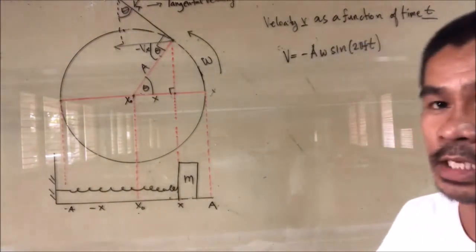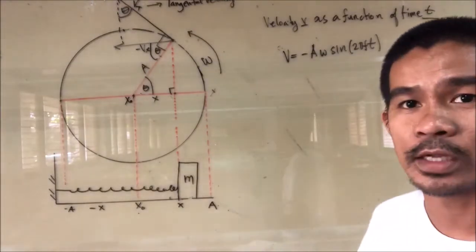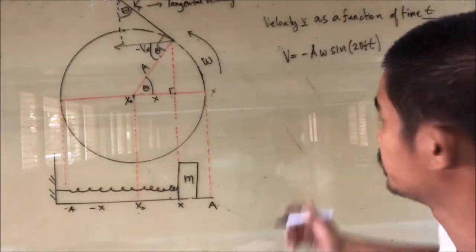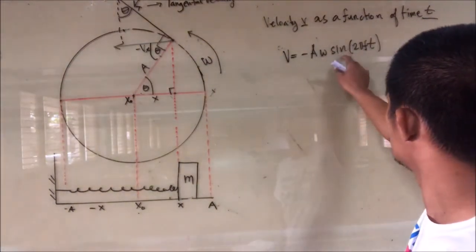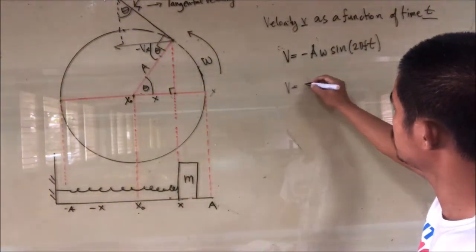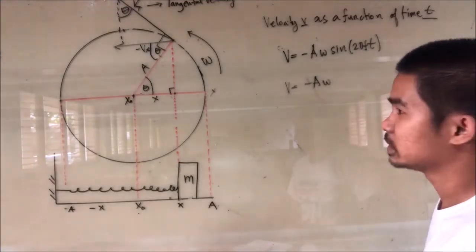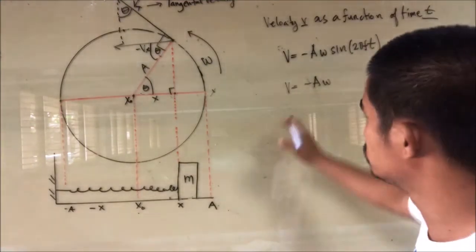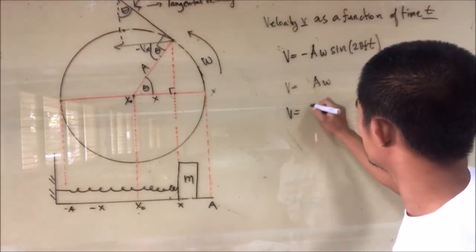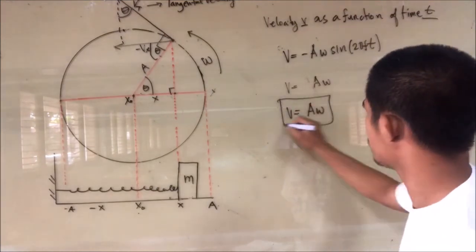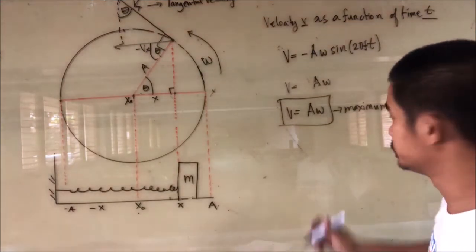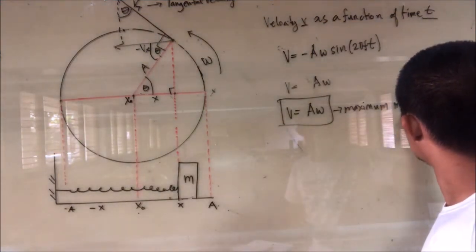Now, since the sine of an angle ranges from negative 1 to 1, the maximum magnitude of the velocity can be determined. So with sine of 2 pi f t ranging from negative 1 to 1, we have velocity equals negative A omega. Since we're looking for the magnitude of the velocity, we can remove the negative, or V equals A omega. So this is the maximum magnitude of velocity.